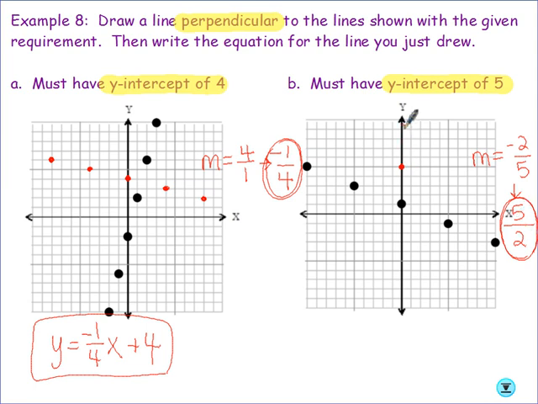1, 2, 3, 4, 5, right 2. Go back to our starting point. Down 5. 1, 2, 3, 4, 5, and left 2. Down 5 and left 2. And as you can see, they are perpendicular. So our equation is y equals, our slope is the circled slope, 5 over 2x. Our y-intercept is a positive 5.